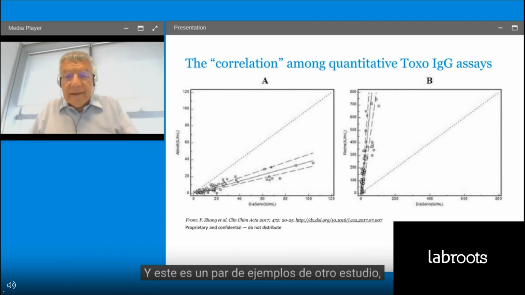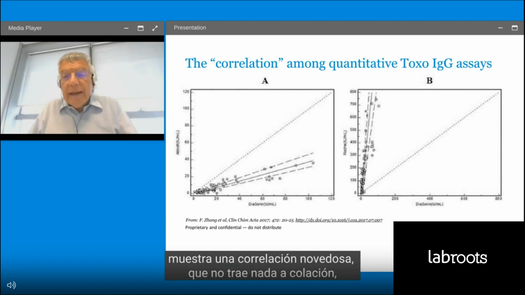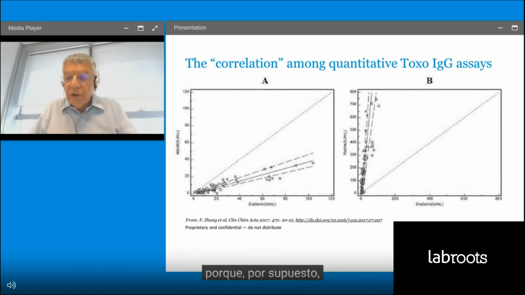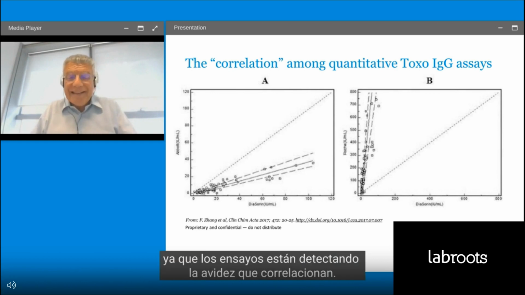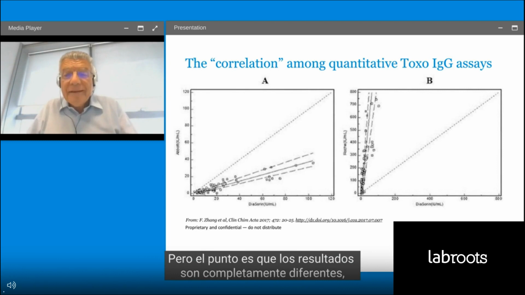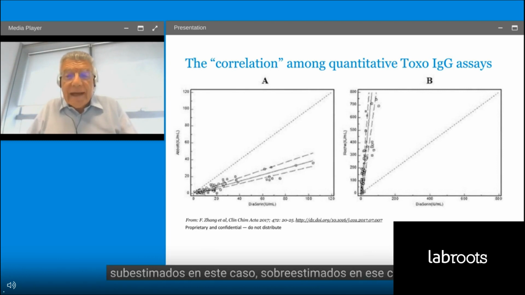And this is a couple of examples from another study. You see the same assay, the X assay, is from Diasorin, compared with two different assays from other manufacturers. They show an overall correlation, which brings up nothing because, of course, since the assays are detecting the same analyte, they correlate. But the point is that the results are completely different. Underestimated in this case, overestimated in that case.